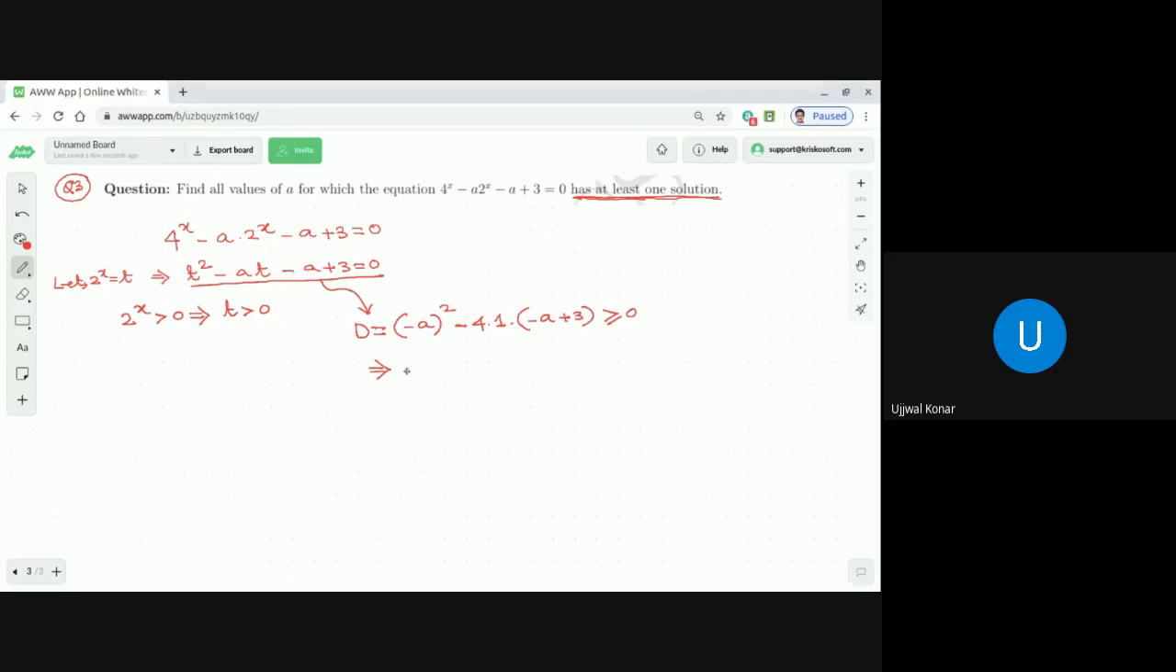And then what are we going to get if we simplify, dear students? We get a square plus 4a minus 12 is greater than or equal to 0. So from here, what we are going to get, dear students, this implies a plus 6 into a minus 2 is greater than or equal to 0.